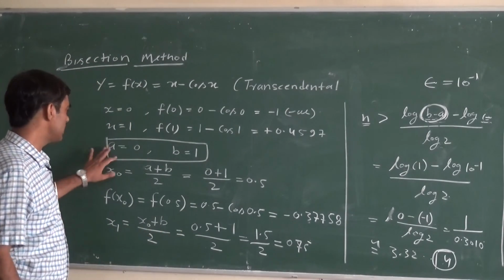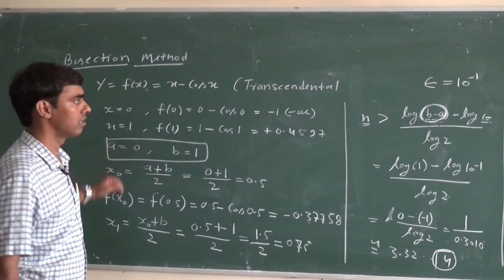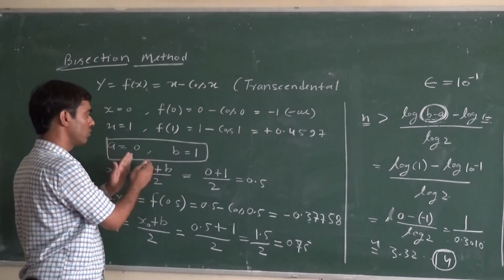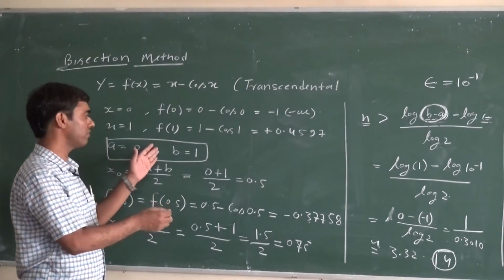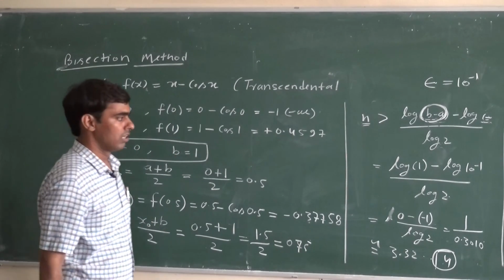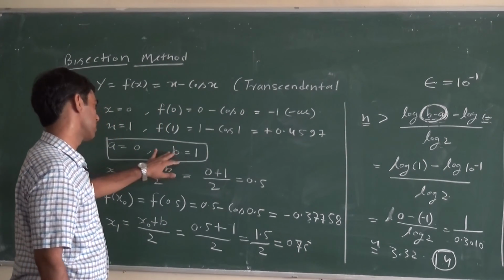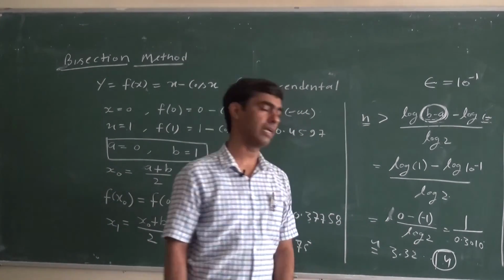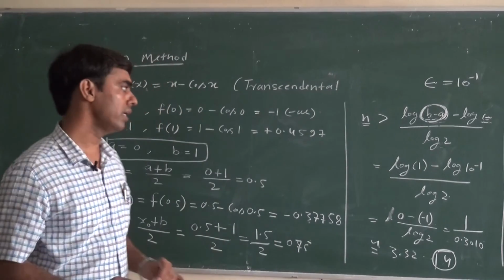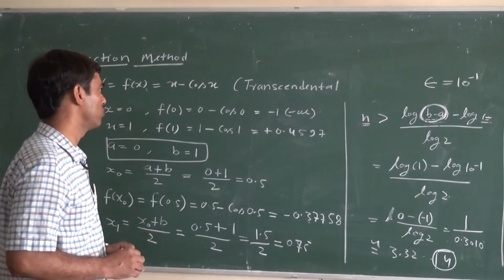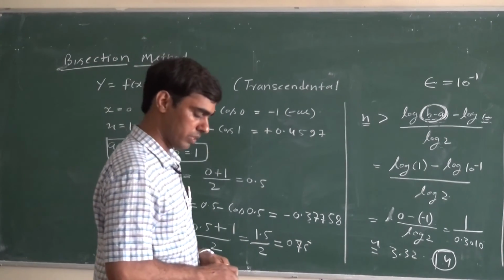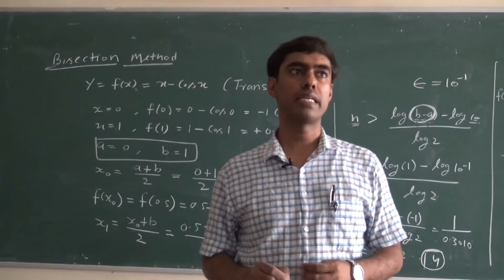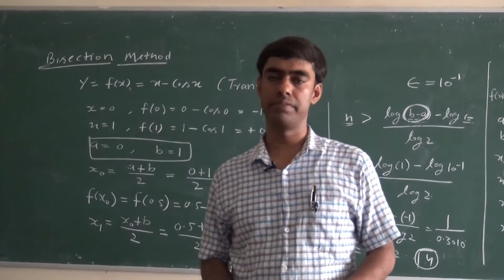So if a and b are far apart, then the number of iterations is large. If a and b are close, say we consider a as 0.5 and b as 1, then in this case obviously n is less than 4 for the root correct to 1 decimal place. So this is an example of how we solve the transcendental equation by the bisection method.